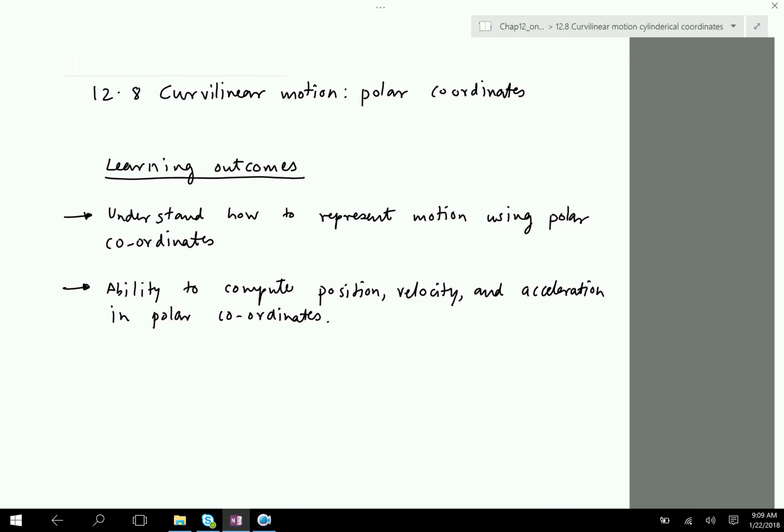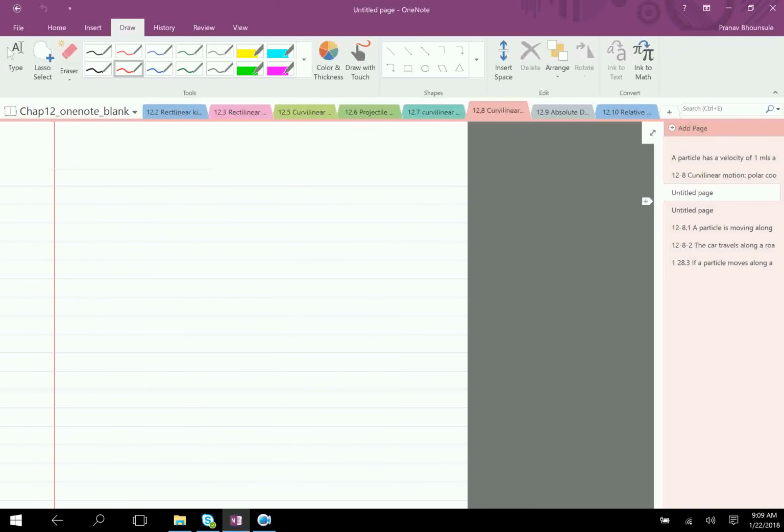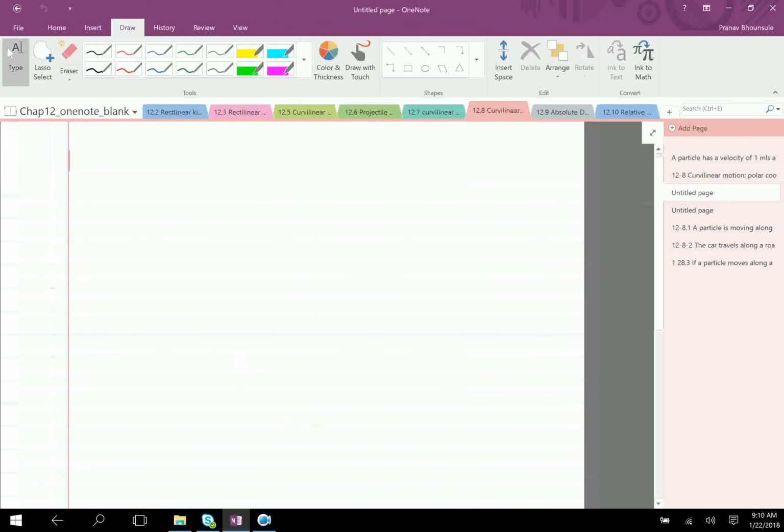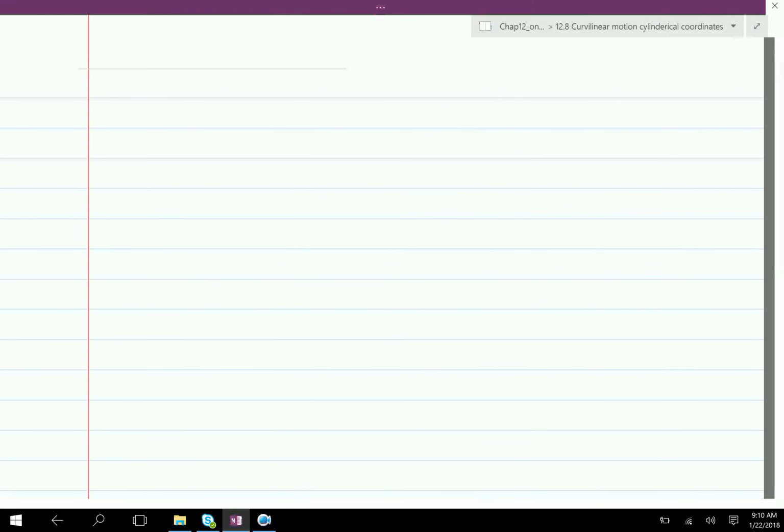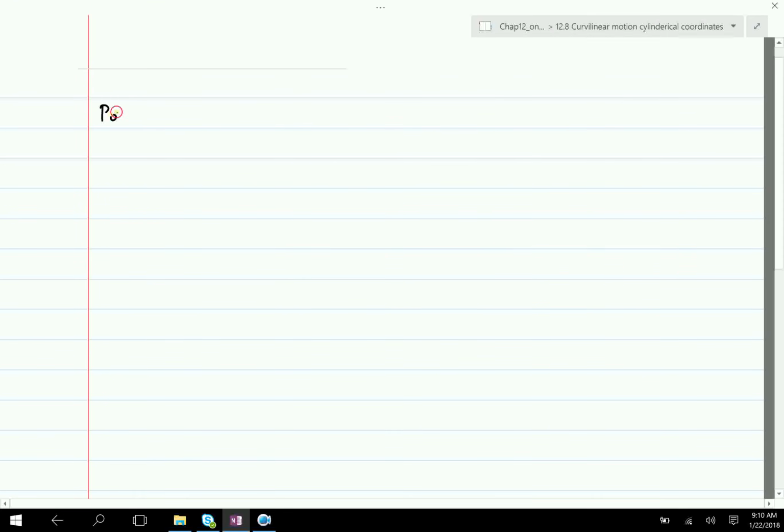The position, velocity, and acceleration in polar coordinates. So when do we use polar coordinates? When we can describe the motion of the particle.